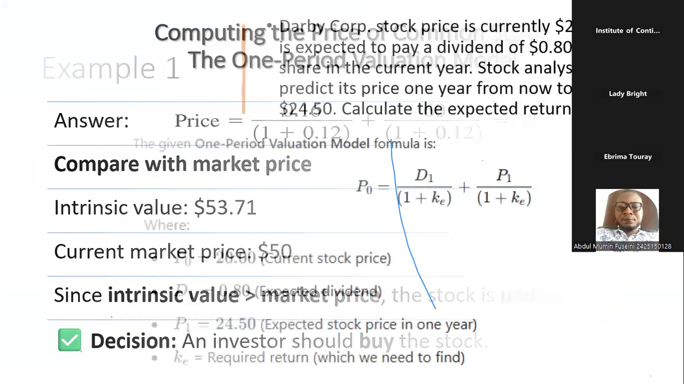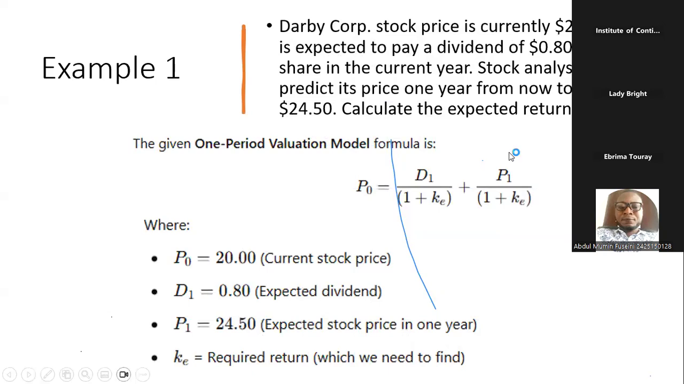Let's try another example. In this example, say Debbie Corporation stock price is currently 20. It is expected to pay a dividend of $0.8 per share in the current year. Stock analysts predict its price 1 year from now to be 24.5. Calculate its expected return.